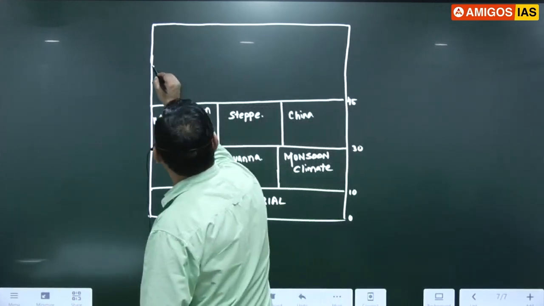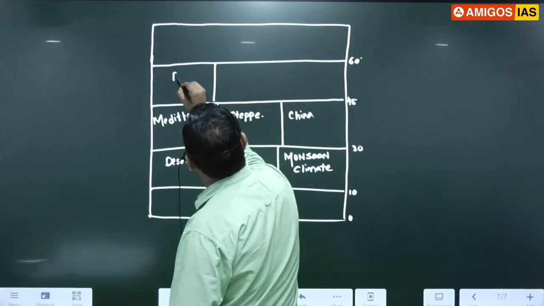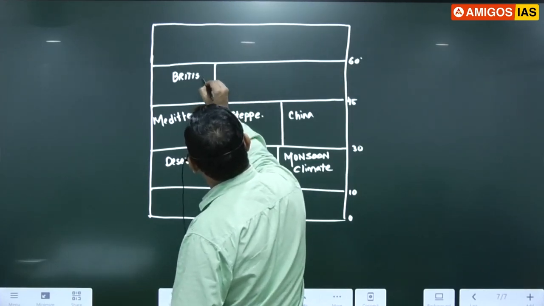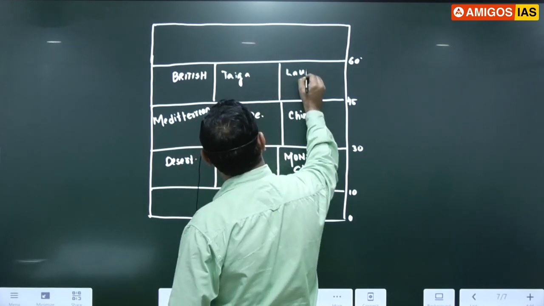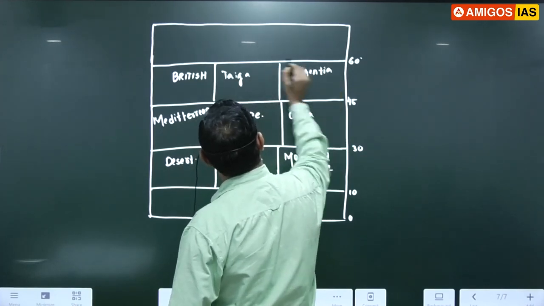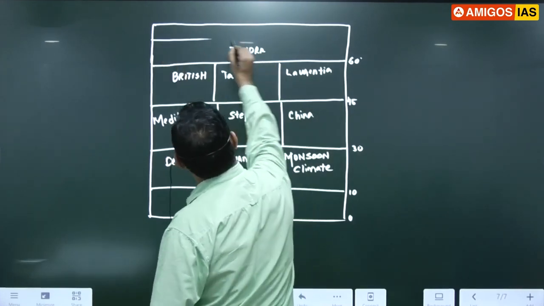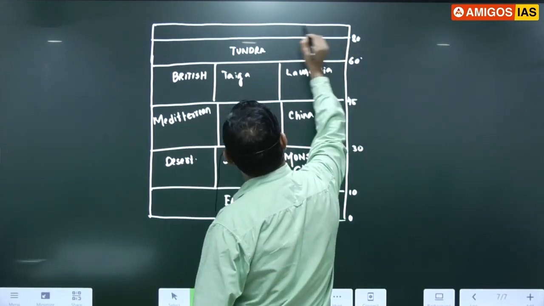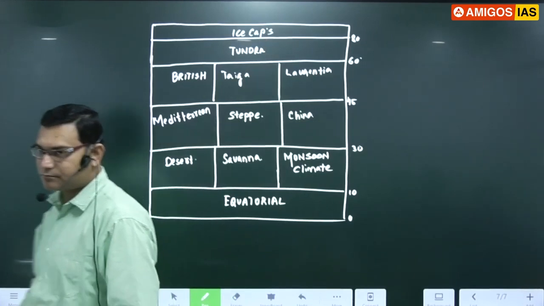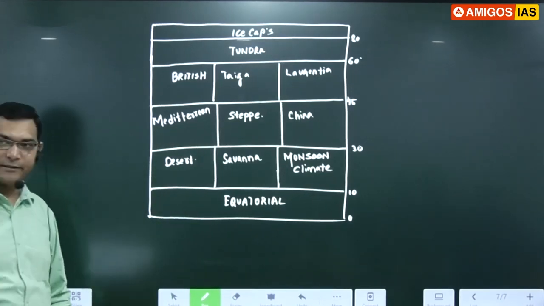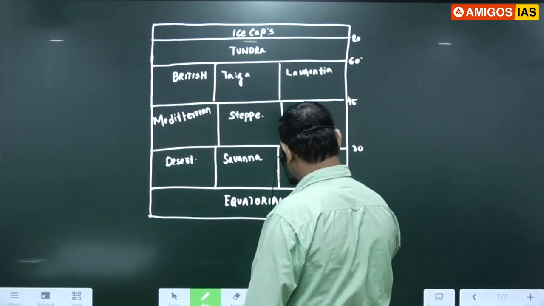Then 60, British, Taiga, Laurasia. This is right? Yes or no? So, can I say the maximum rainfall occurs in this region?